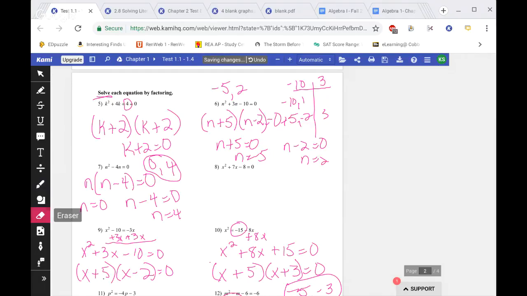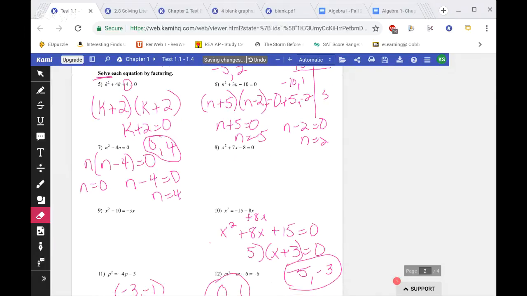Okay. Now, on number 8, can you think of two factors that would give you a negative 8 that when you combine them would give you a positive 7? Like 7 and 1, like 7 times 1. No, they multiply to give you an 8. The multiplication is the one on the end, and the addition is the one in the middle. Well, there's 1 and 4, so that won't work.